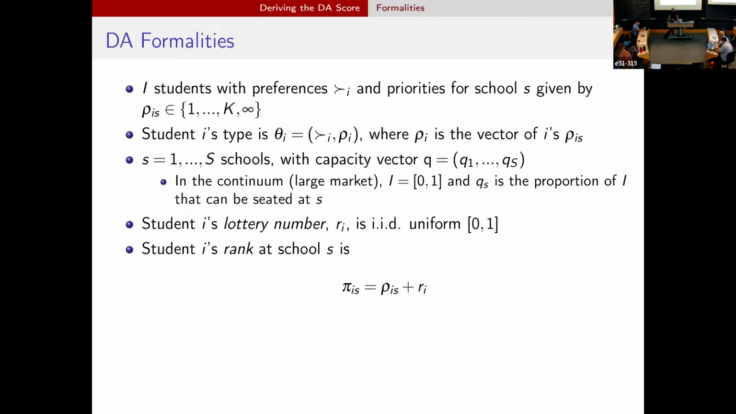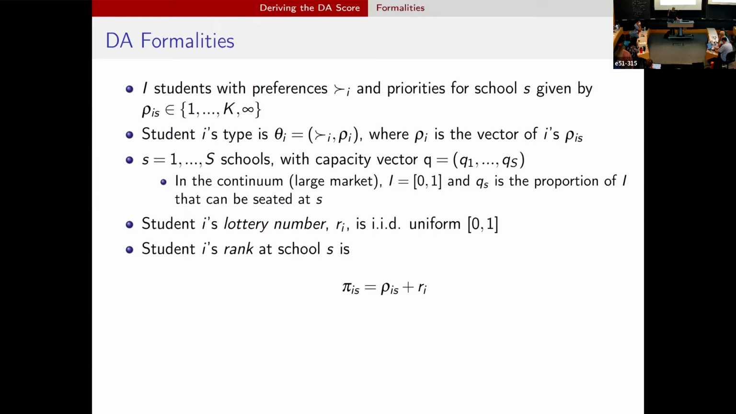On the supply side, we have S schools, capital S schools, each with a capacity q_s, okay? And in the continuum, you can think of our set of students as an interval and q_s as a proportion of the interval that can be seated at school s. A student's random lottery number, r_i, we'll assume here is IID uniform on 0, 1. And a student's rank at a school will simply be their priority at the school. So again, priority is rho_is here. So kid i's priority at school s, that's an integer.